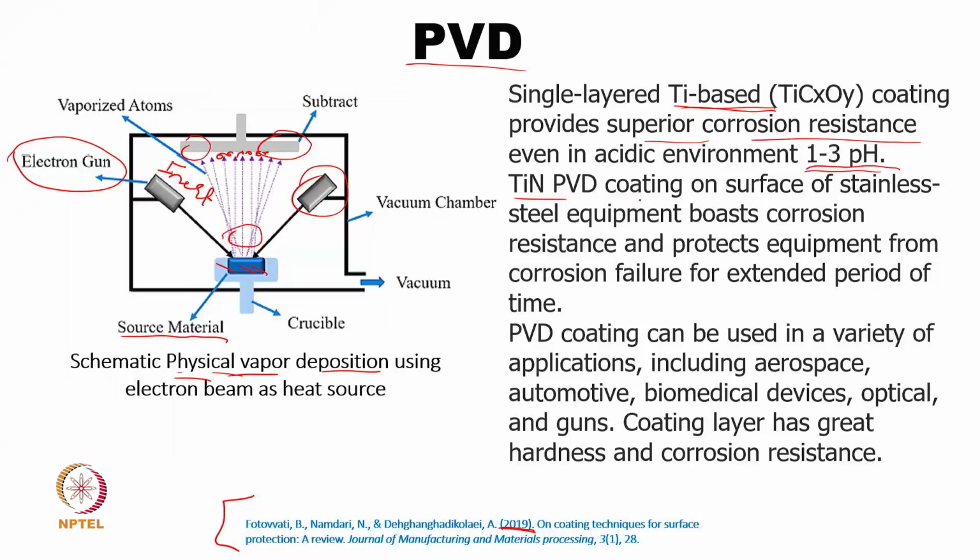So, titanium nitride PVD coating on a surface. Now, we are coating a stainless steel equipment itself. We know stainless steel materials are resistant to corrosion, but we also know they have a limitation: in acidic environments, they do not resist corrosion. So we require an extra, additional coating on that. The titanium nitride PVD coating will boost the corrosion resistance and protect equipment from corrosion failure for an extended period of time.